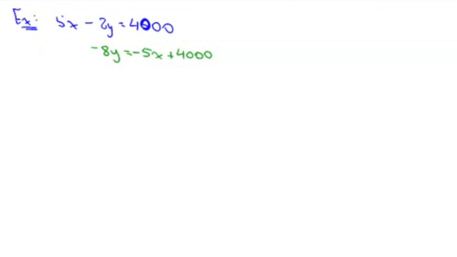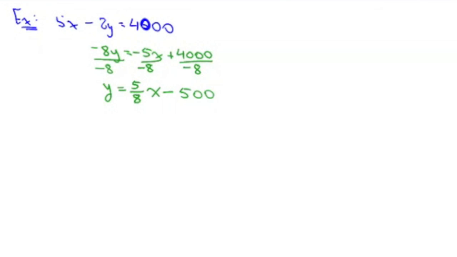All right, next step. Divide everybody by negative 8. And you get y equals 5/8 x minus 500. All right, get out your graph paper, plot the y-intercept, and graph this line for me.